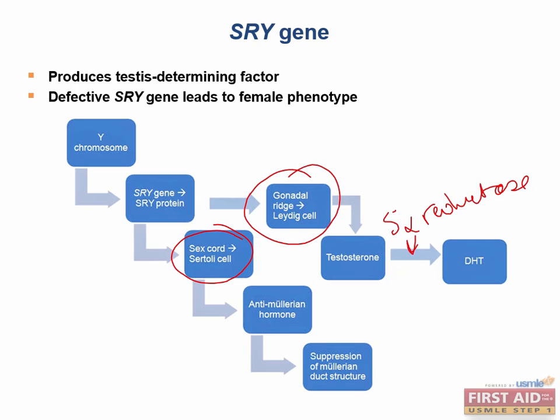You won't have DHT for the development of male external structures. These individuals can be born and raised as females, but typically develop more masculine secondary sex characteristics at puberty. We'll talk about this later on in the chapter.